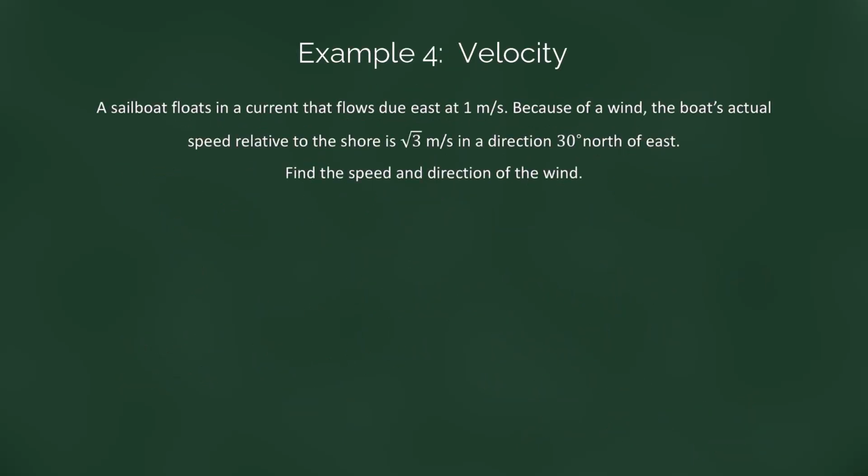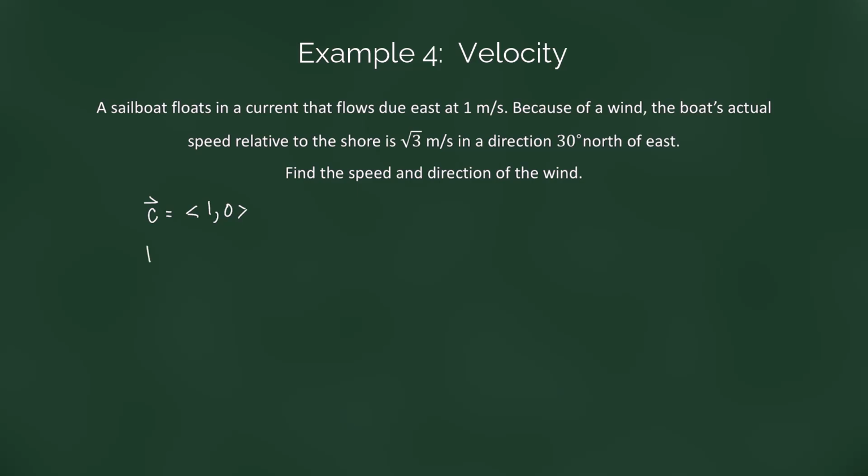Let's look at one last example here where we're going to examine velocity. So we have a sailboat that floats in a current, and the current is moving at a velocity of 1 meter per second due east. And then we have wind acting on the boat, which makes the boat's actual speed relative to the shore root 3 meters per second, but in a direction 30 degrees north of east. So we have a vector that represents the current. We'll call that C. That vector, since it's moving due east at 1 meter per second, is going to be 1 for the horizontal component and 0 for the vertical component, since it's moving due east.